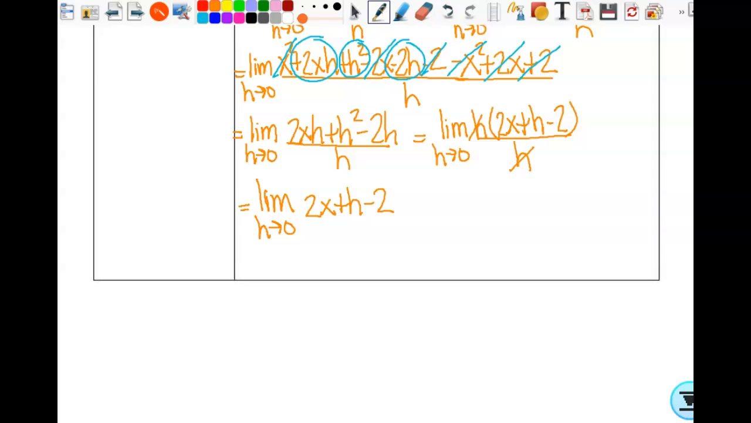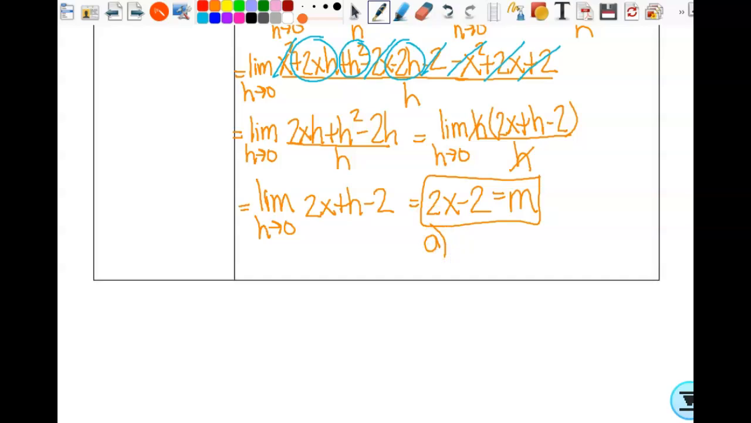Now can I evaluate? I can evaluate by direct substitution, so this leaves me with 2x minus 2, which is different than all my other answers where I just got a number. But remember, we were trying to find an equation for the slope. This is it. This is the equation for the slope at any point. So no matter what point I want the slope at, I can substitute that in. It's going to give me that. So this is part A.